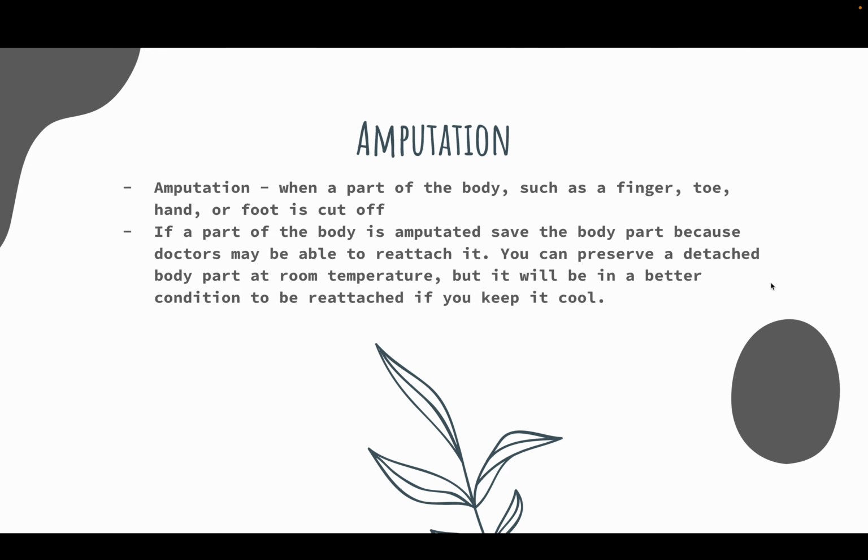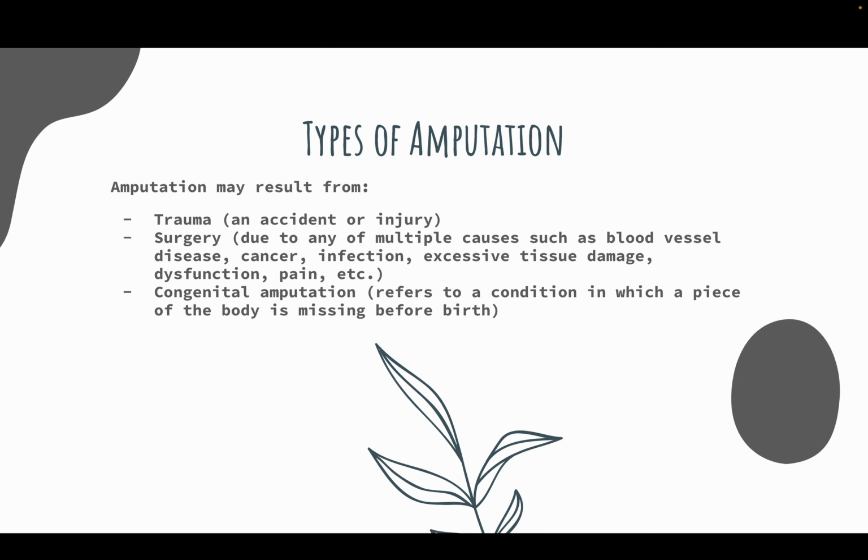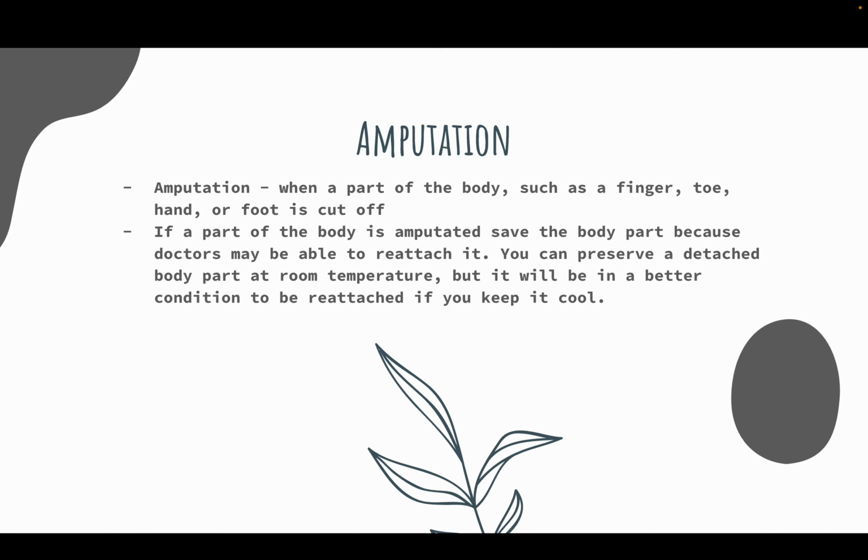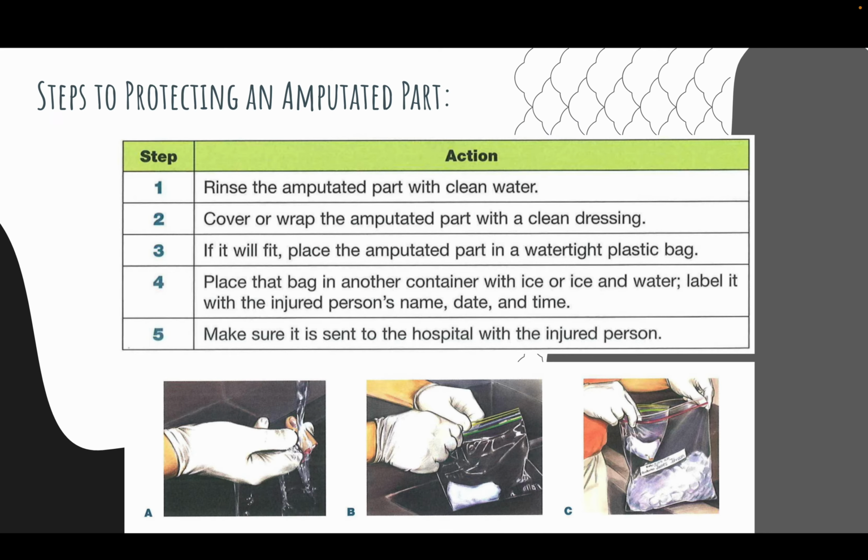Amputation is when a part of the body, such as a finger, toe, hand, or foot, is cut off. Amputation may result from trauma, surgery, or congenital amputation. If a part of the body is amputated, save the body part because doctors may be able to reattach it. You can preserve a detached body part at room temperature, but it will be in better condition to be reattached if you keep it cool.